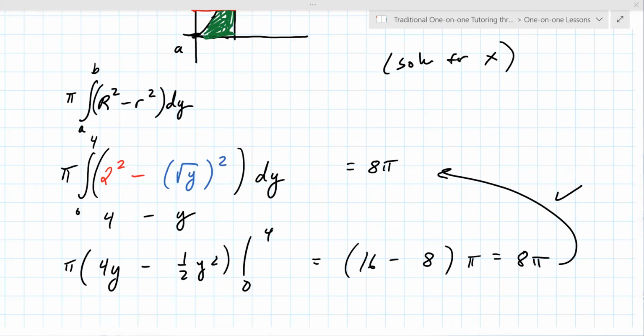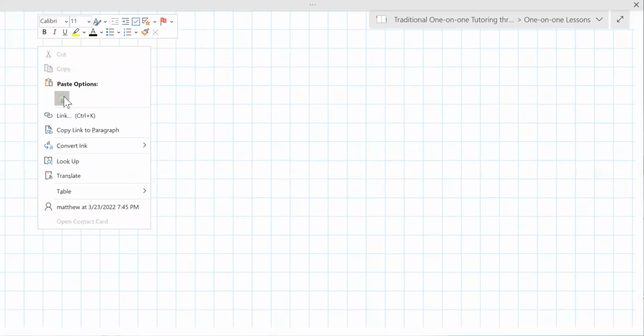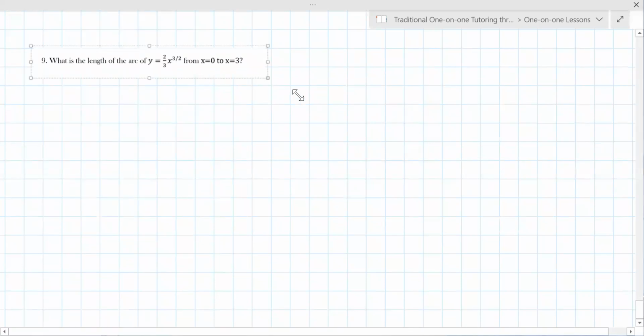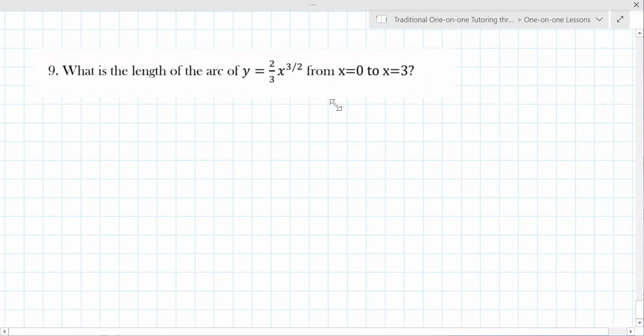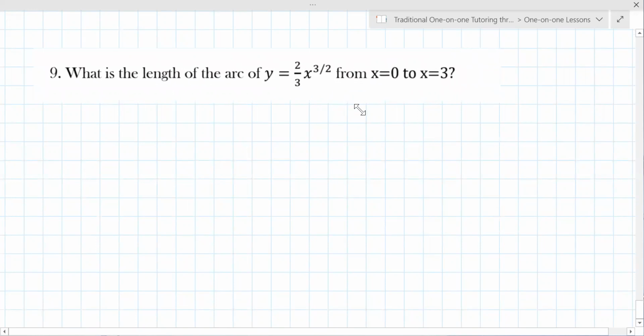Did you get any arc length problems in your homeworks that you remember? If you have no idea what I'm talking about, that's okay too. Not that I remember.